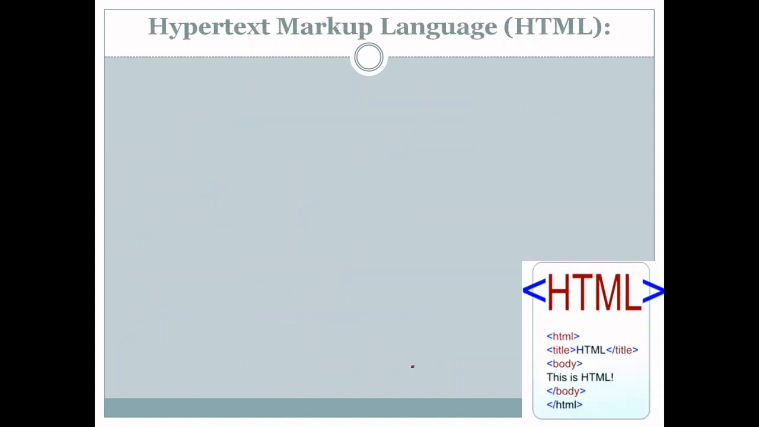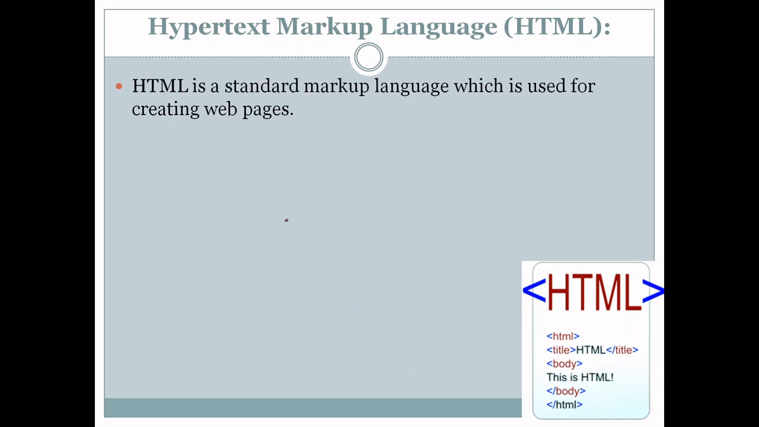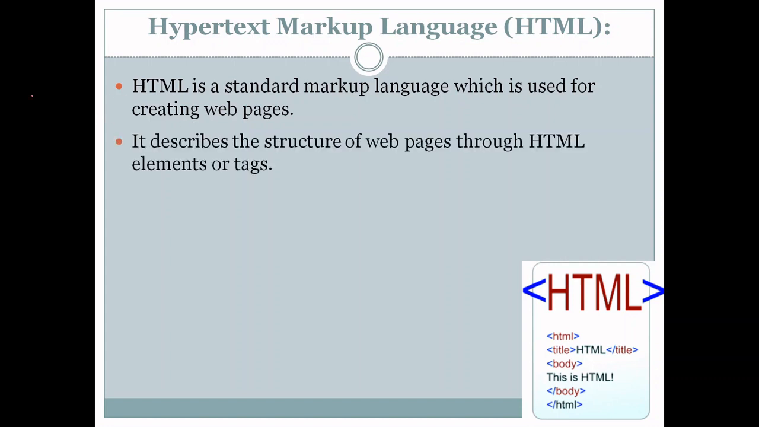Hypertext markup language, HTML. We have seen what WWW is, that is simply a collection of web pages. These web pages are created by using a language that is HTML, hypertext markup language. So HTML is simply a collection of tags. HTML is a standard markup language which is used for creating web pages. It describes the structure of a web page through HTML elements, or tags.